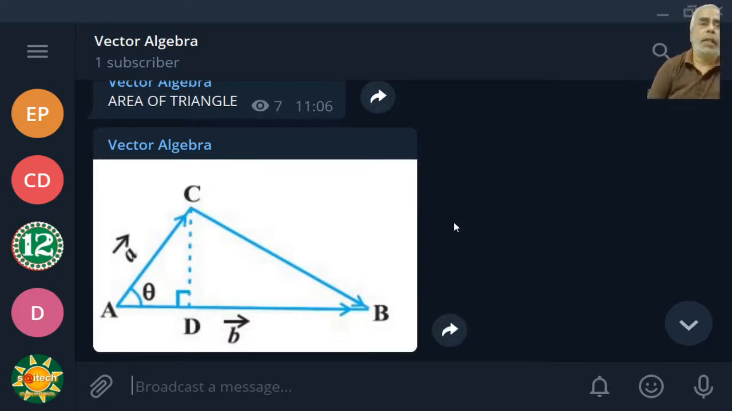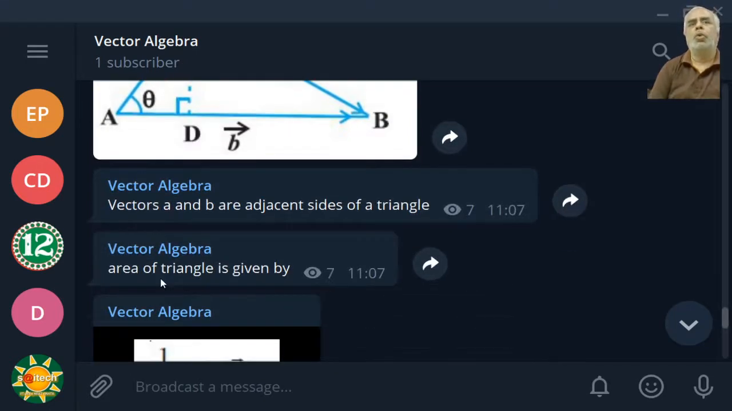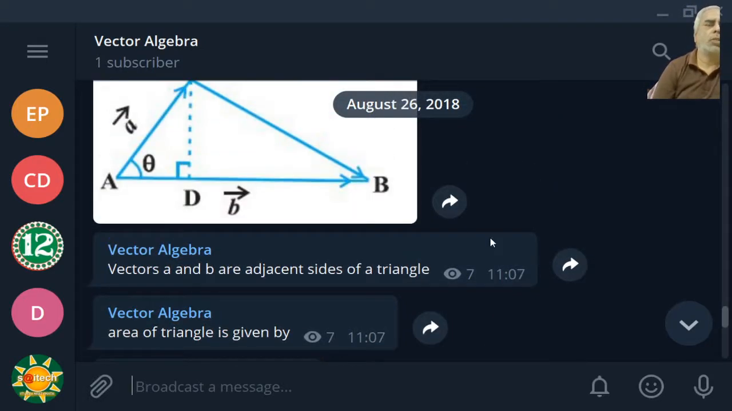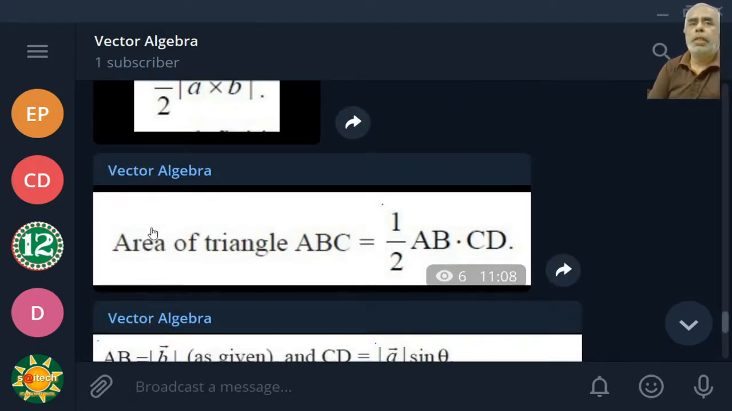So in the area of a triangle, as I already mentioned, CD is the altitude, AC is vector A, AB is vector B, and the angle subtended is theta. Now the vectors A and B are adjacent sides of a triangle. So the area can be given as what? 1 by 2 into modulus of vector A cross B. So here the area of a triangle can be represented as half into AB into CD. We used to say half BH, so it is vectorially notated.